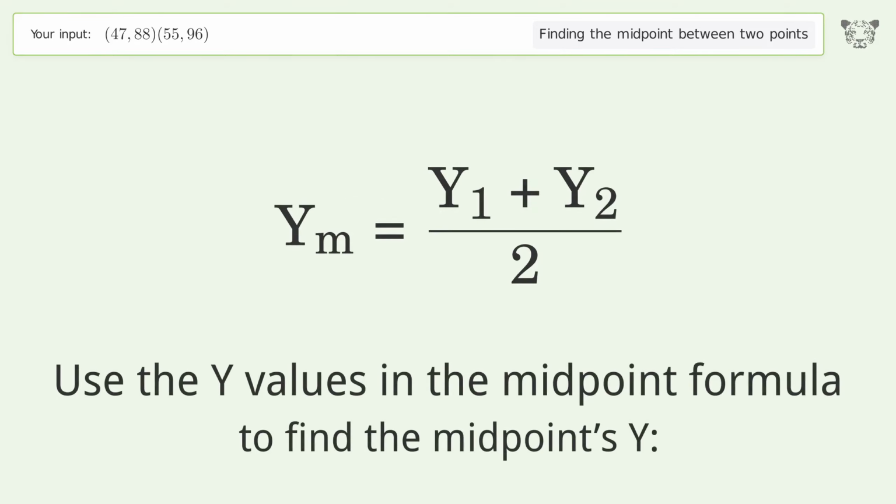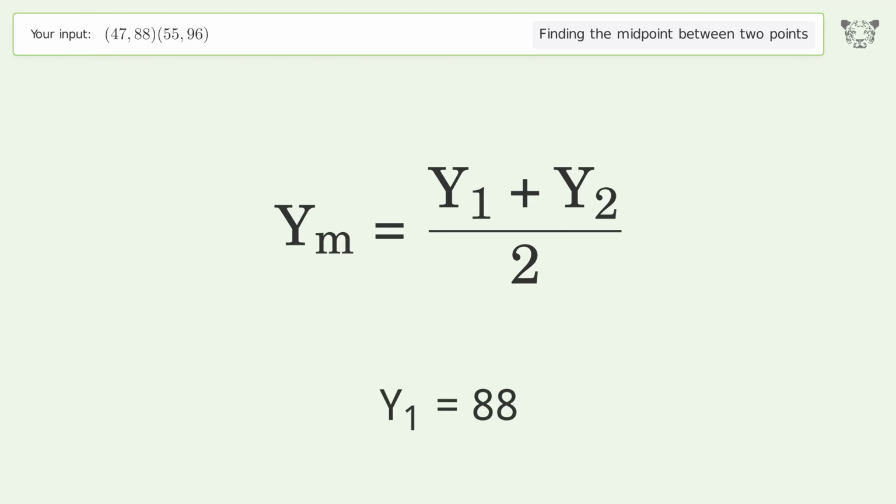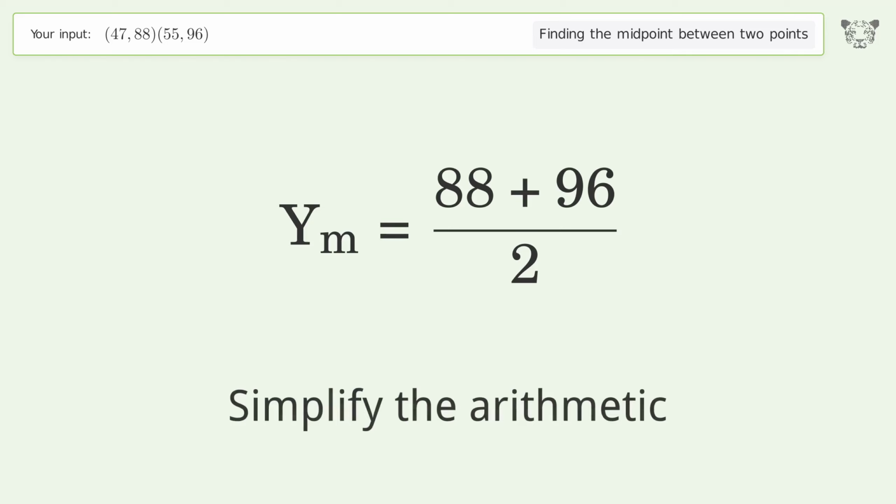Use the y values in the midpoint formula to find the midpoint's y. y1 equals 88. y2 equals 96. Simplify the arithmetic.